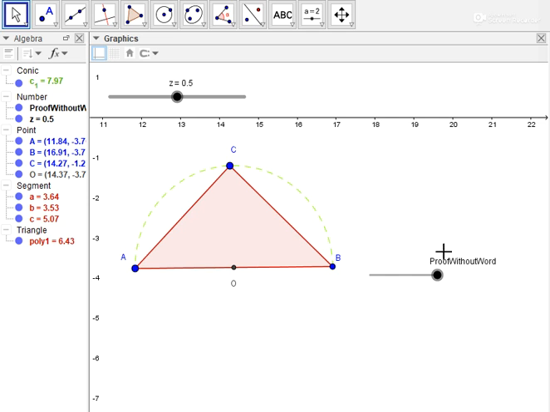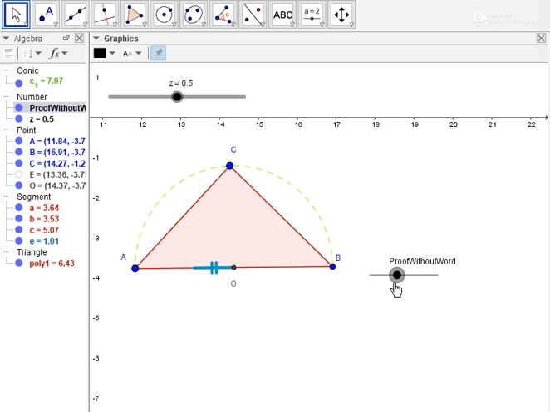So afterwards, I make a slider. So I named it proof without word. So we're gonna have to make a point from O to A, and so it can depend on this slider. So I go ahead and draw my point, and my point goes from O to A. If I slide it all the way, it reaches to A, and if I slide it all the way back, it reaches O.